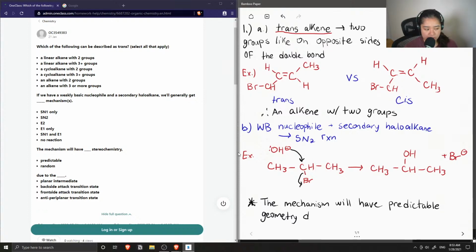So this is due to the backside attack transition state.